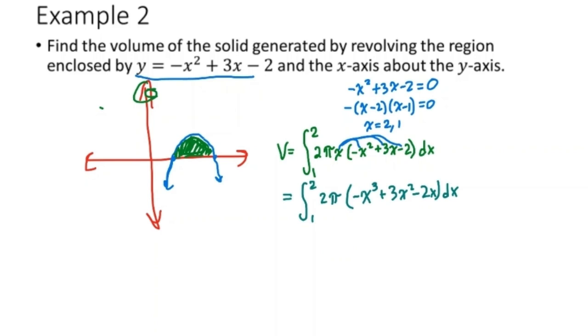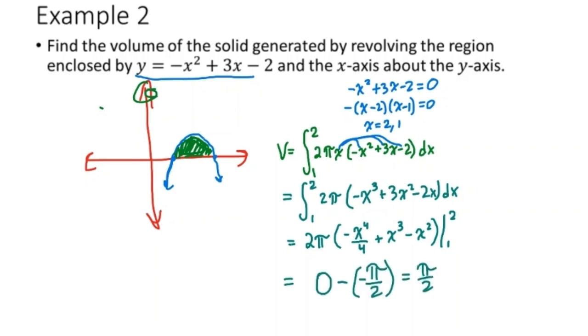You could also distribute in the 2 pi, but since 2 pi is a constant multiplier, that would just be multiplied to whatever the antiderivative of negative x cubed plus 3x squared minus 2x would be anyway. So it's up to you whether or not you want to distribute in the 2 pi. For simplicity, I would keep it factored out though, since it's just a constant. As for the antiderivative, it'd be 2 pi times, now applying power rule to the polynomial, negative x to the 4th over 4 plus x cubed minus x squared. Now we can plug in our bounds and simplify, and we get that the volume is pi over 2.